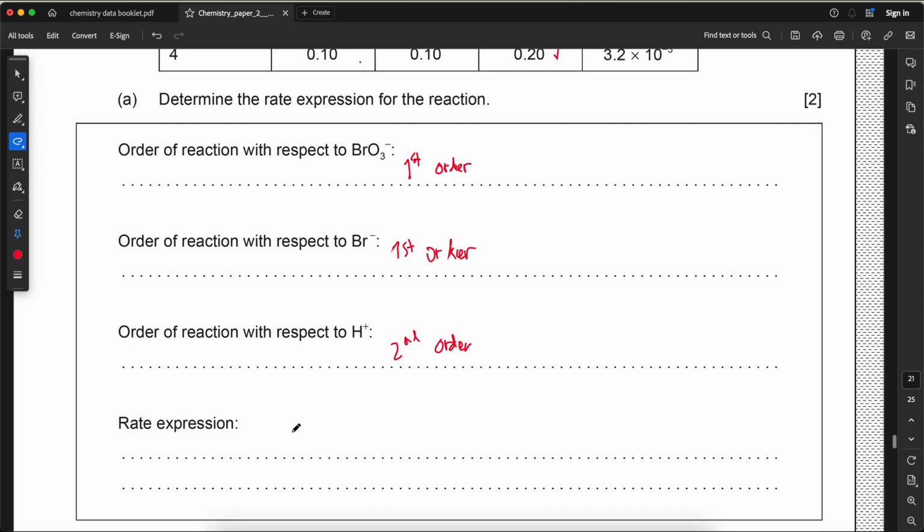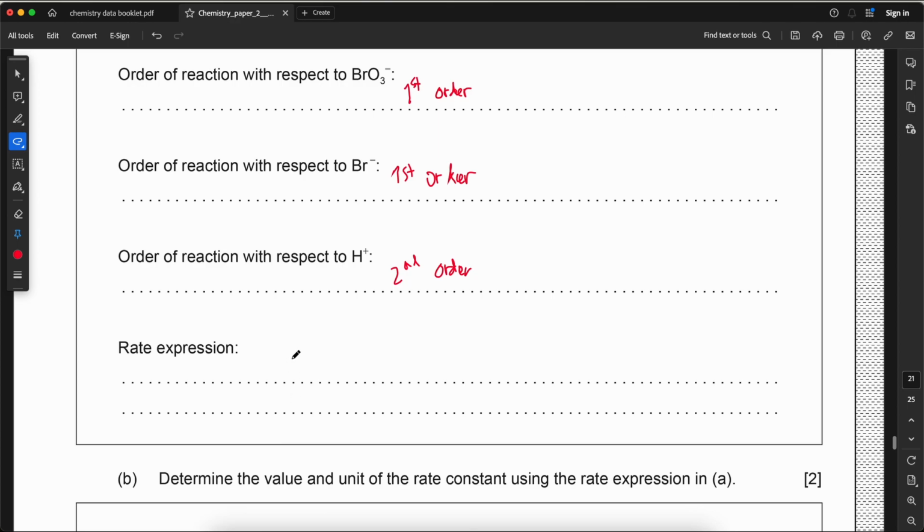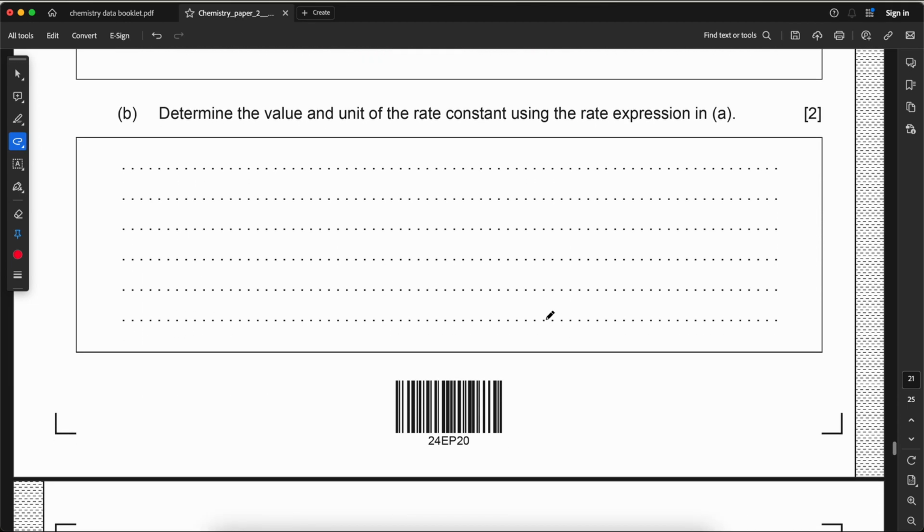Therefore, the rate expression would be rate = k[BrO₃⁻][Br⁻][H⁺]². Determine the value and unit of the rate constant using the rate expression in A. So k is rate divided by the concentration of BrO₃⁻, Br⁻, and H⁺ squared.